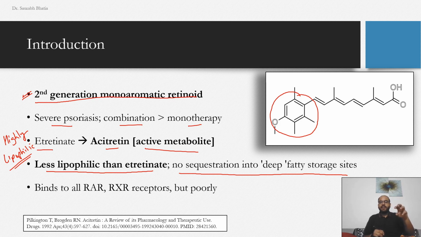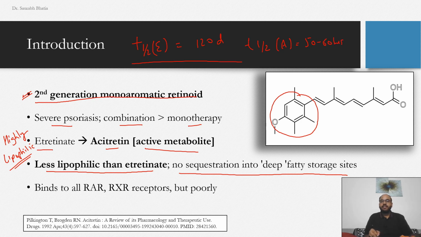So etretinate gets sequestered, gets attached or engulfed in the lipocytes, and then it is released very slowly. So much so that the half-life of etretinate is actually in months, about 120 days. I'll just write it here. T-half of etretinate is about 120 days. But acitretin is less lipophilic than etretinate. That decreases the T half of acitretin to about 50 to 60 hours.